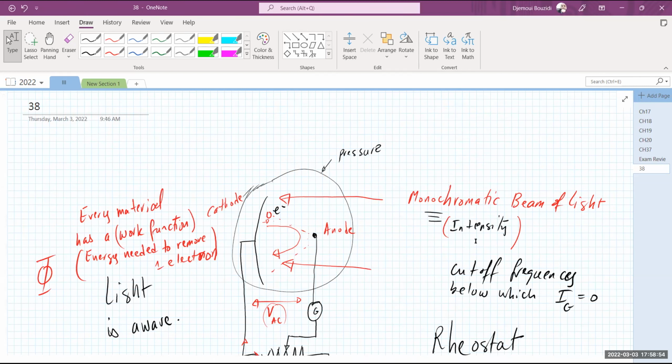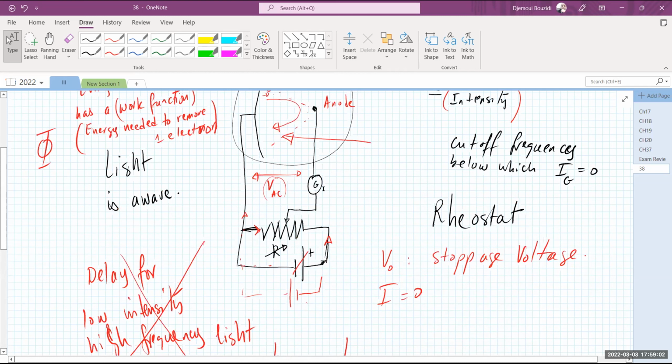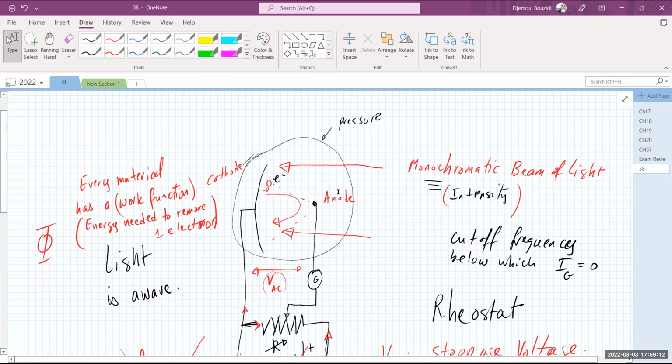But I'm not getting that. If the frequency is not above the cutoff frequency, no matter how bright the light is, this galvanometer is going to read nothing. It's going to give you nothing, okay? And if it's above the cutoff frequency, now I do the opposite. I make it a very, very low intensity beam. It's still higher than the cutoff frequency.